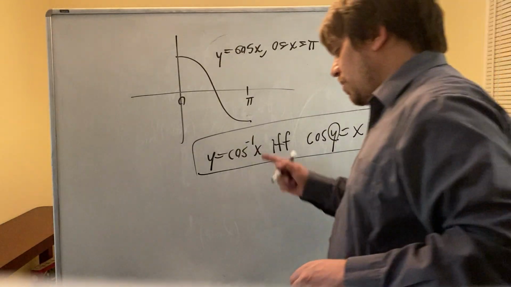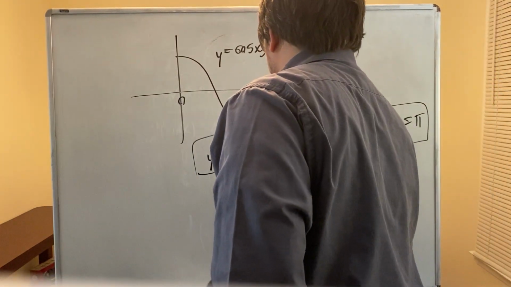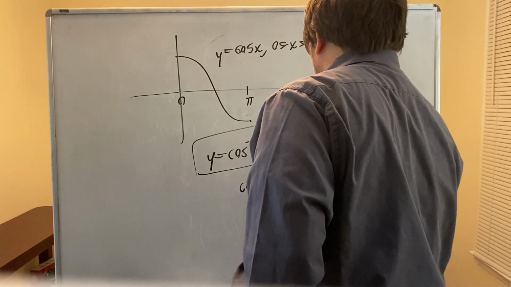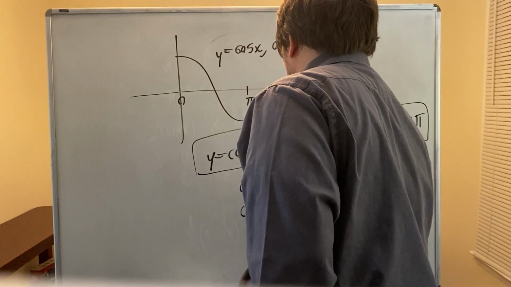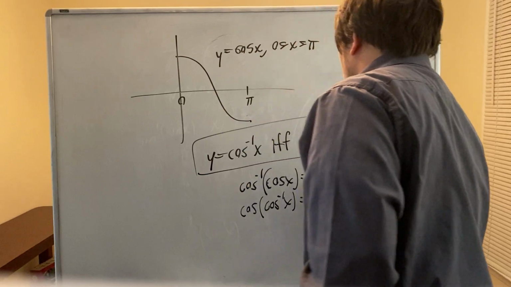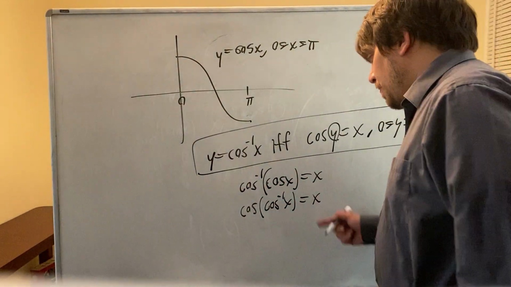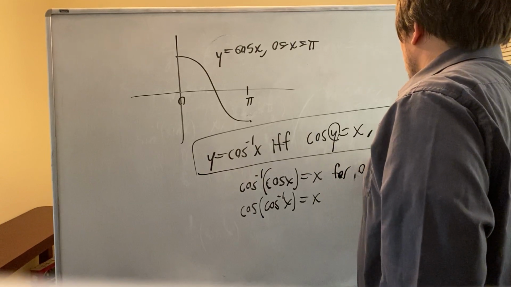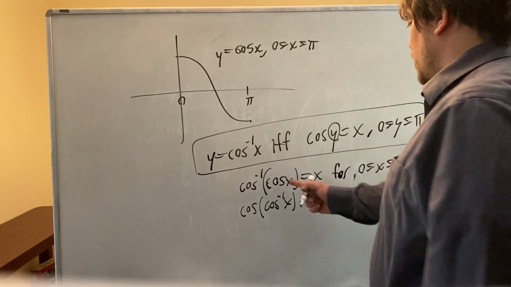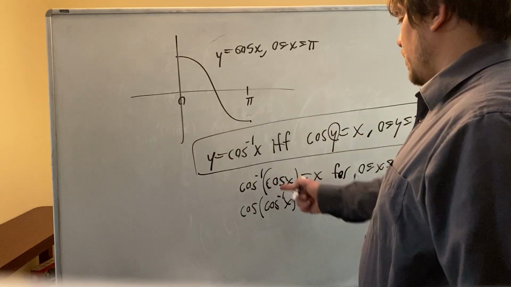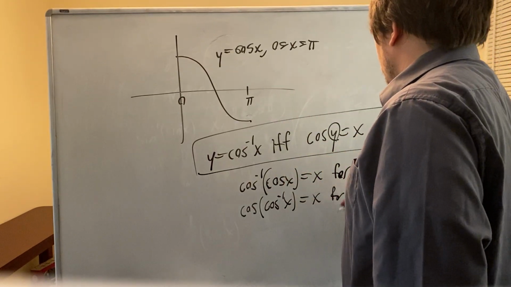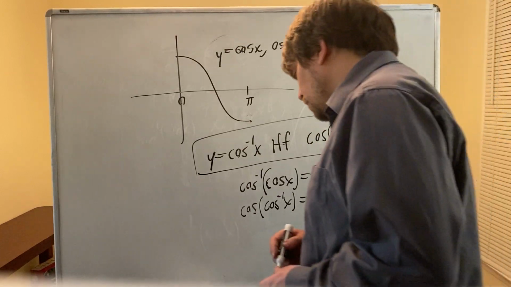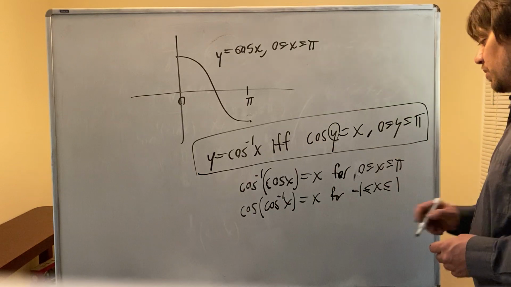And so this function satisfies the cancellation equations. Cosine inverse of cosine x is equal to x. Cosine of cosine inverse x is equal to x. These two functions cancel each other out. This is for 0 less than or equal to x less than or equal to pi, because x is the input of cosine. Here, this is for the inputs of cosine inverse, which means it's -1 less than or equal to x less than or equal to 1, and include the endpoints.